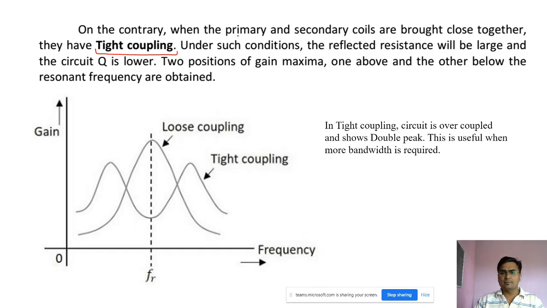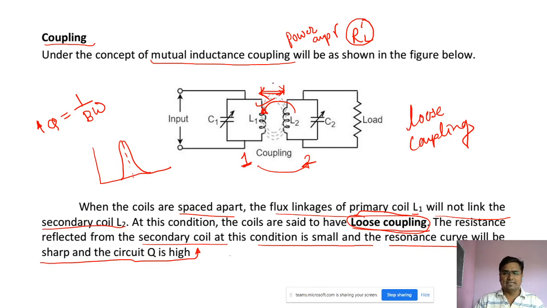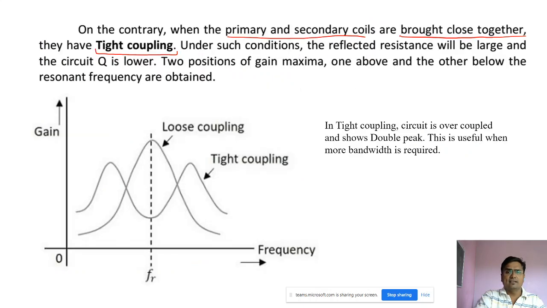On the contrary, when the primary and the secondary coils are brought close together, I'm talking about the distance D between coils L1 and L2. Now D is very small, I'm keeping L1 and L2 very close to each other. In that case, I'm referring to it as tight coupling. So what happens when I tightly couple two coils? The reflected resistance will be large and Q will become very small.